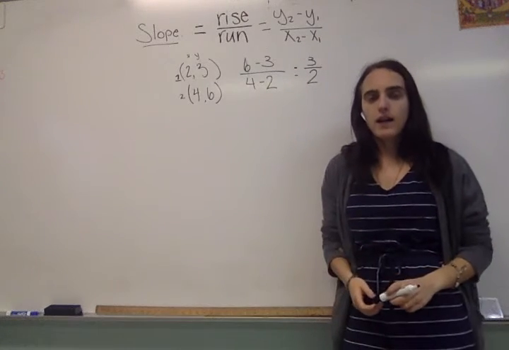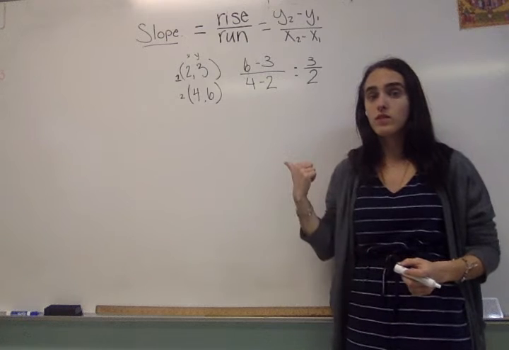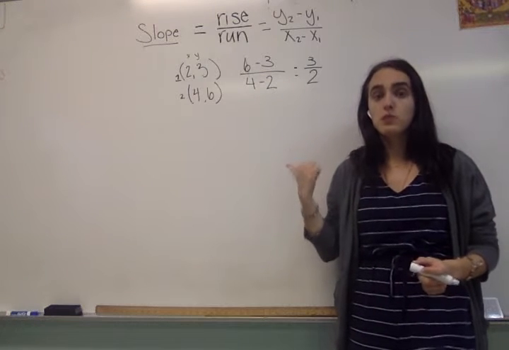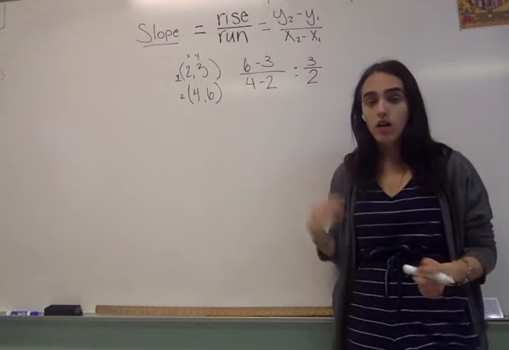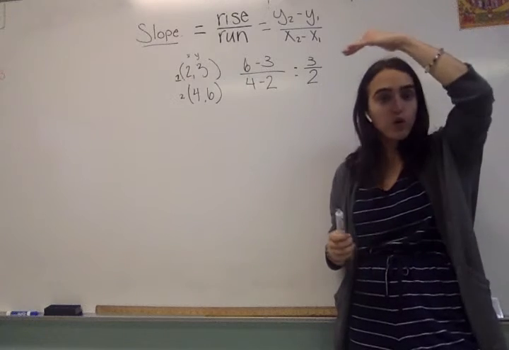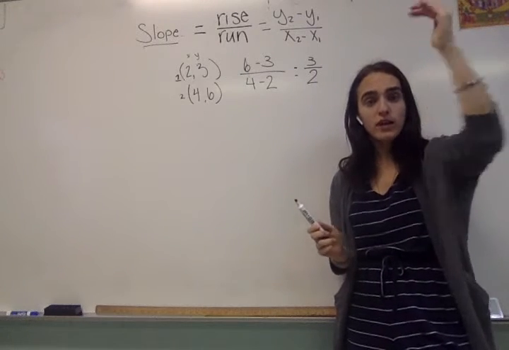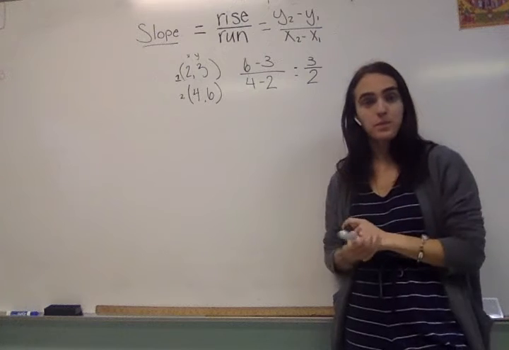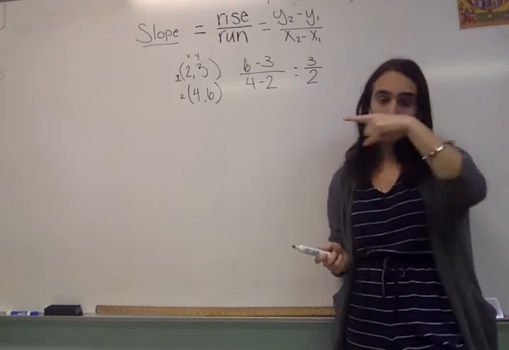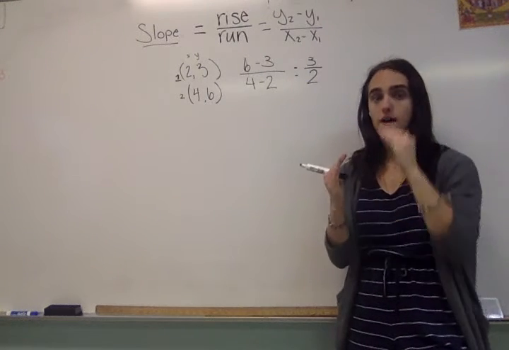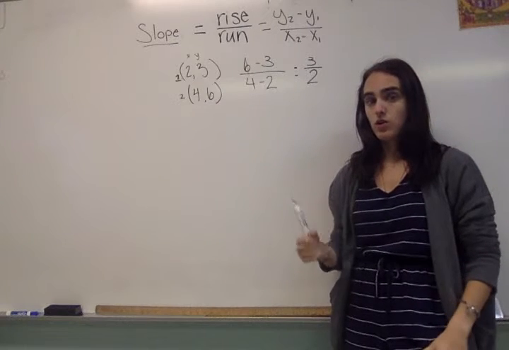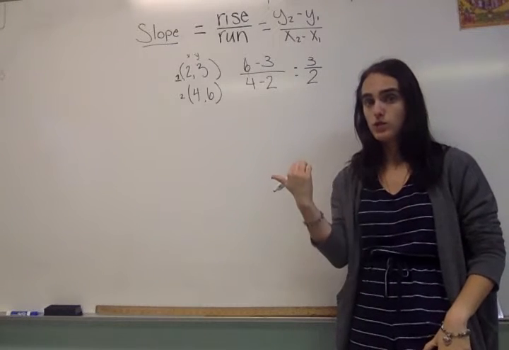So the slope of this line is 3 over 2. What does this mean? Between every single point on your line, you go up 3 and over 2. You rise 3 and you run 2. Up 3 over 2. Between every single point on your line, you go up 3 and over to the right 2.